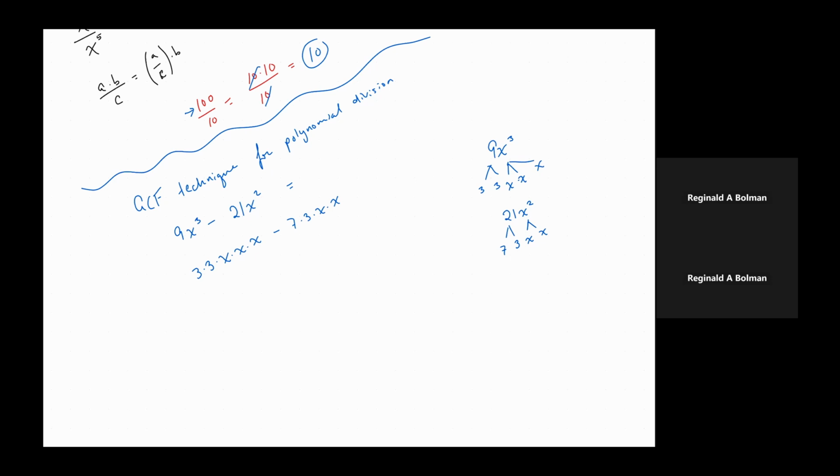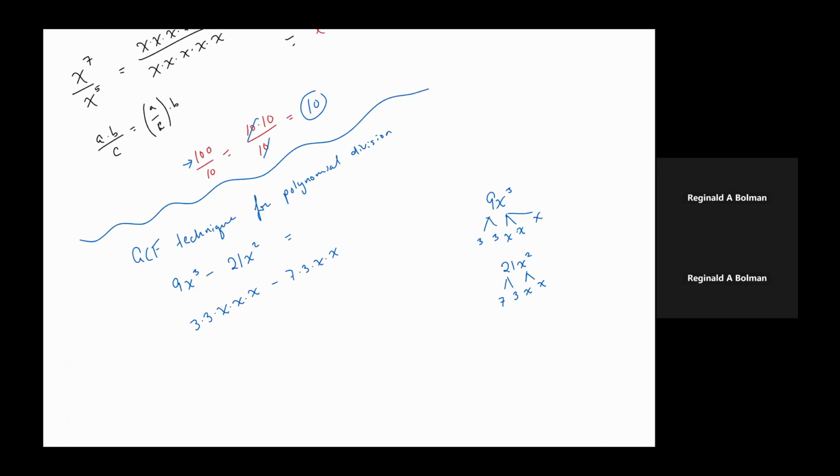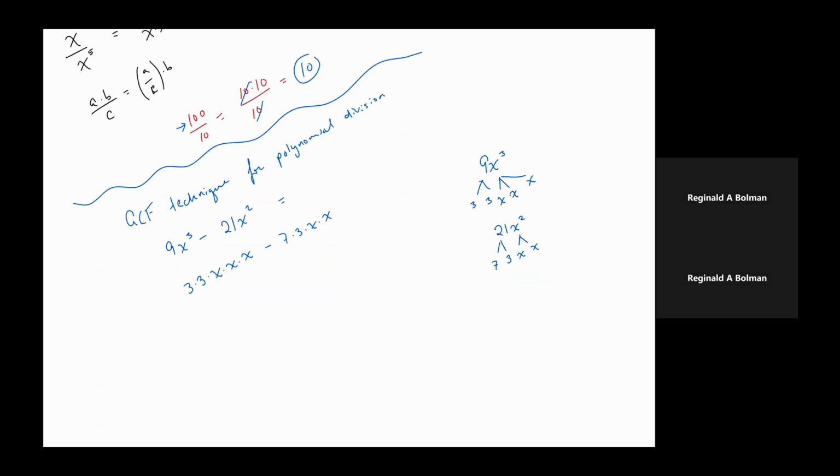But here's the trick, guys. What the GCF technique is going to allow us to do is simplify this fraction if it's possible to do so. What we're trying to look for here are terms in common between the 9x cubed, or the 3 times 3 times x times x times x, and the 21x squared, or said another way, the 7 times 3 times x times x. And you'll see that you've got a 3 times x in common between both of these terms.